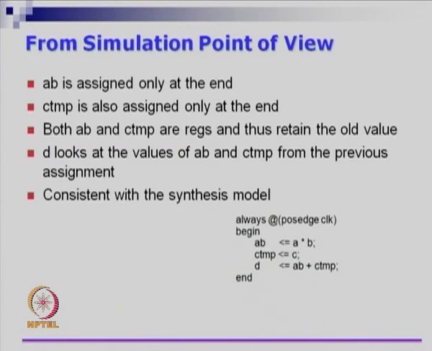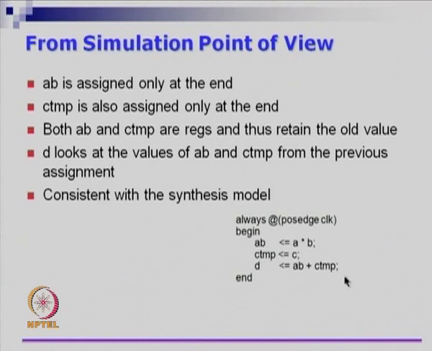From a simulation point of view also this is perfect, because you go and look at all the right side, you compute the current, you take the current A and B, multiply it, but you want to give it in the future. You take the current C, whatever C is storing, and put it in C temp, but whatever AB and C temp are storing right now, you add them and put it in D.